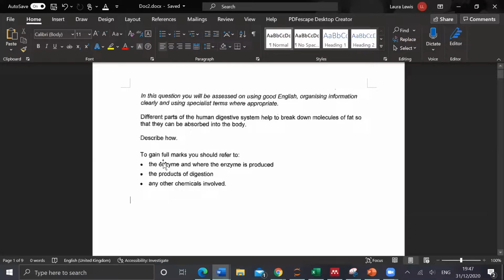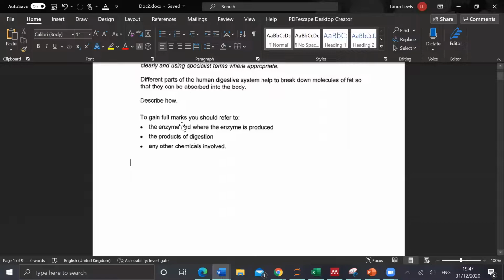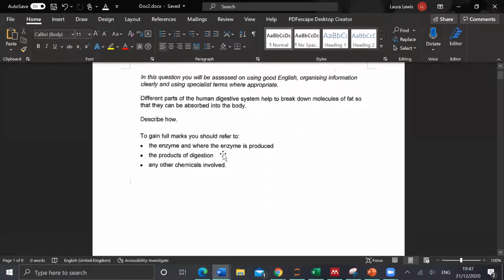To gain full marks, you should refer to the enzyme and where the enzyme is produced, the products of digestion, and other chemicals involved. So you need to feature the enzymes. Always have a look at this, and make sure you've included something to do with it in your answer. Products of digestion is what's produced, and any other chemicals involved. The best thing to do with the digestive system is to start where the digestion actually starts.